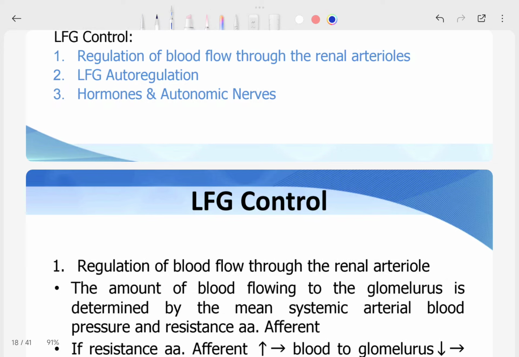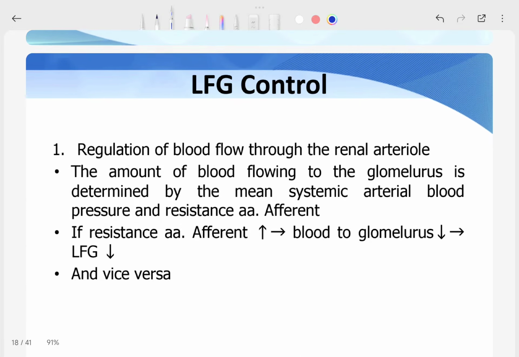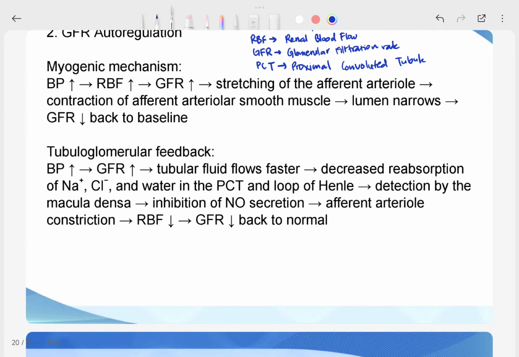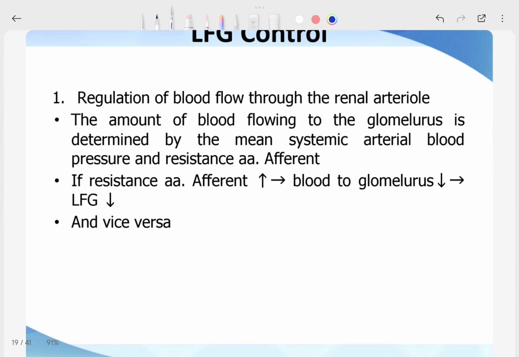So for the GFR control, how is GFR being controlled? Well, there are some types. The first one is renal arterial resistance. Wait, is it the same? Yeah, resistance or regulation of blood flow through the renal arteriole. It's just the same.